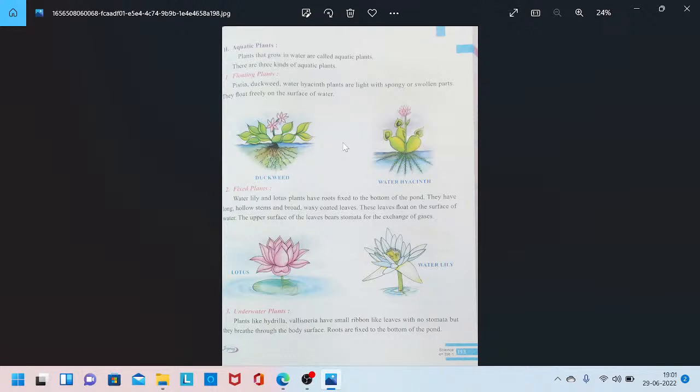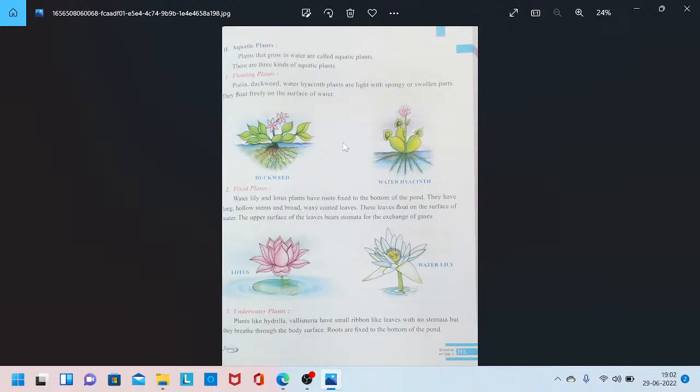Underwater plants are plants like hydrilla and vallisneria, which have small ribbon-like leaves with no stomata, but they breathe through the body surface. Roots are fixed to the bottom of the pond. Okay, these are underwater plants.